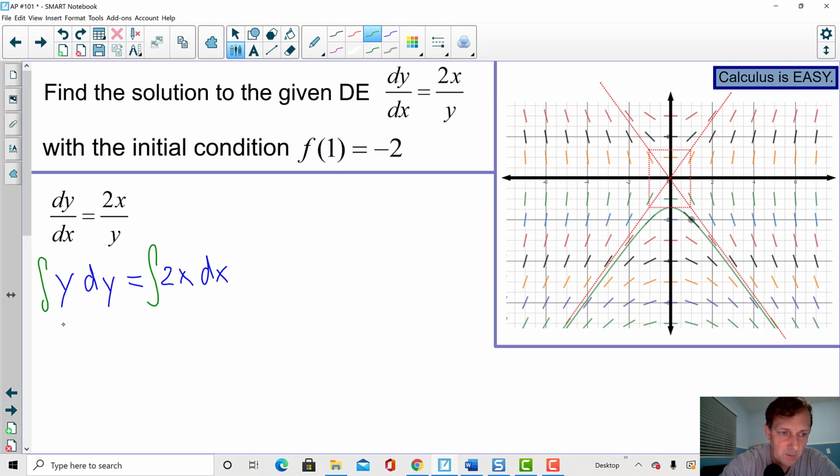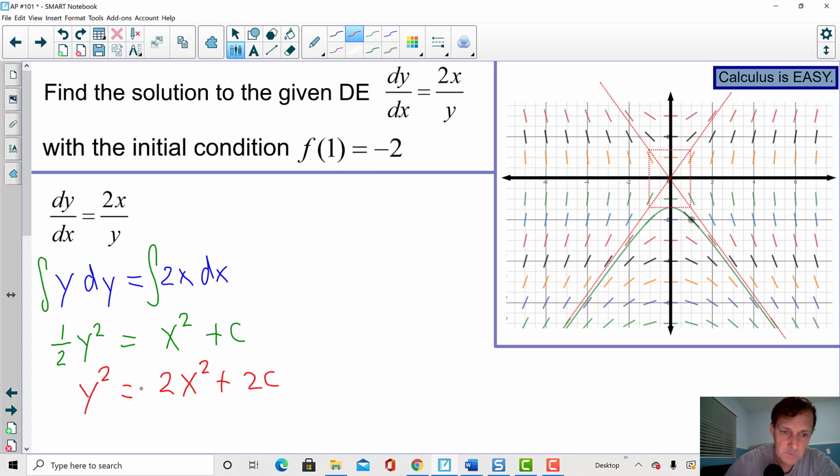On the left side, I'm going to get 1/2 y squared. On the right side, I'm just going to get x squared, and I'll put the plus c on the right side. I can multiply both sides by 2. That'll give me 2x squared plus 2c on the right side. And what I'll usually do is I'll call this C1 so that two C1s can just be traded for a C. That's another common trick that just makes things a little bit easier to work with.